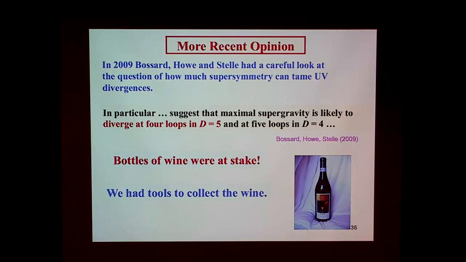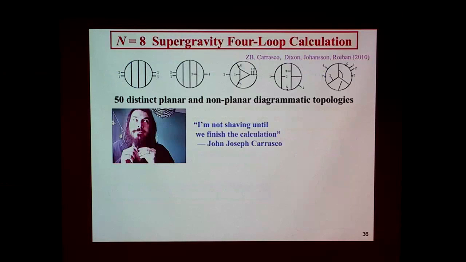Now, of course, in a case like that, what are you going to do? You're going to make a bet. In fact, that's the bottle of wine that my friend Kelly Stelle put up. But we have the tools to collect the bottle of wine. Once you have a bet, you work pretty hard. So we decided to do the calculation. That was in 2010, and it's a little bit complicated. It's like 50 diagrams you have to do.